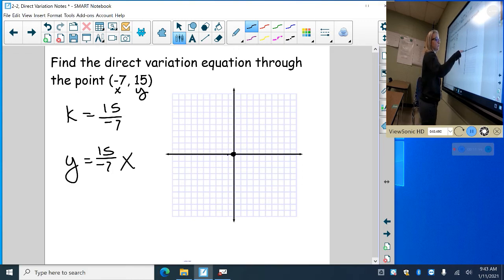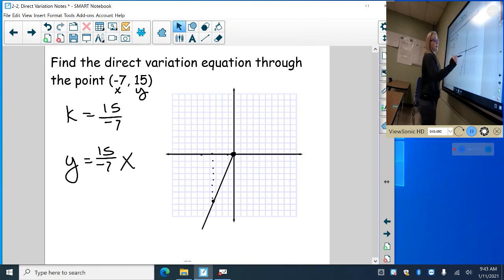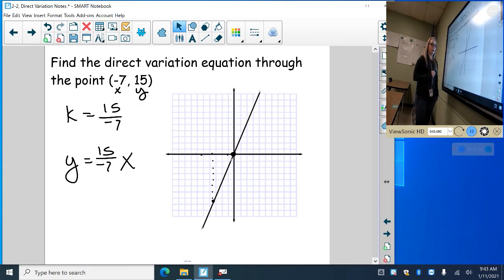Then I'm going to use -7 over 15, or go down 15 over 7. So -7, 1, 2, 3, 4, 5, 6. Oh no, each line's worth 2. So 2, 4, 6, 7. So we're right on the inside. Then we go 2, 4, 6, 8, 10, 12, 14. And then 15 is going to be right in the middle. Okay, and then I'm going to connect those dots. And that is my direct variation equation.